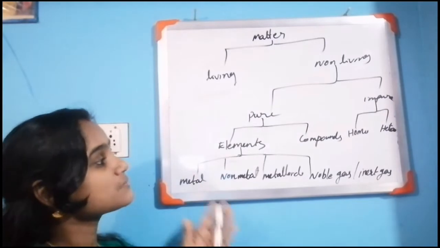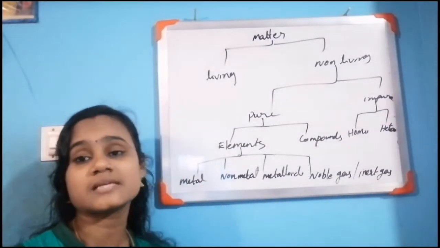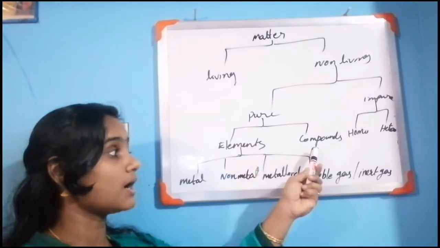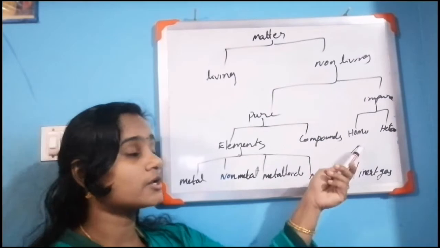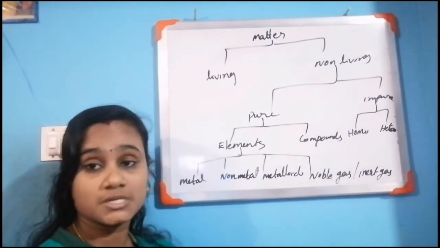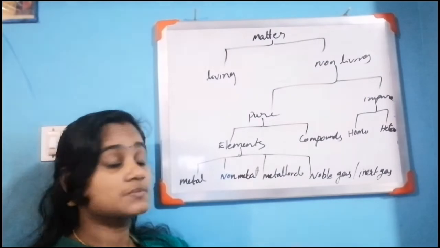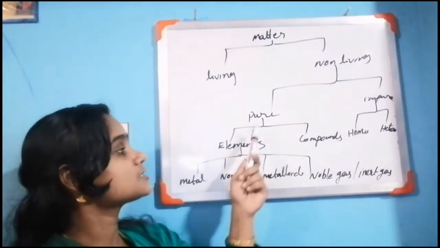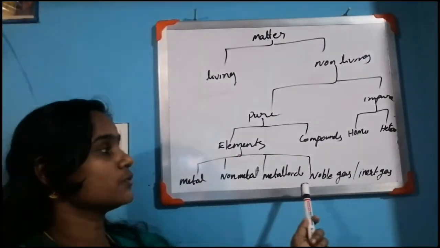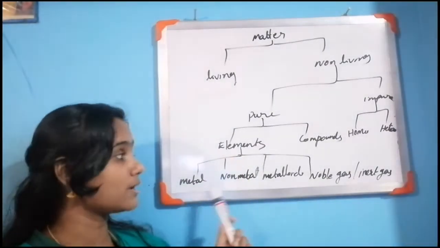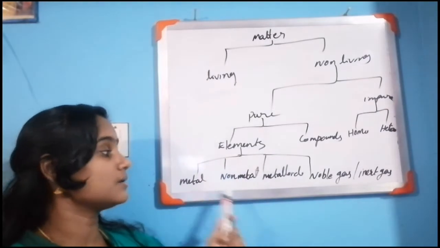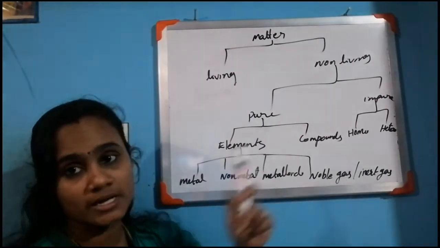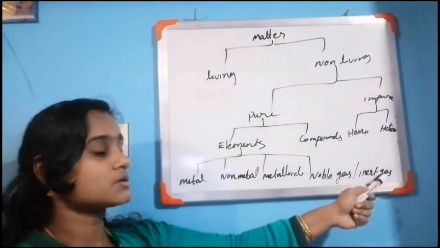Pure substance is again divided into two: elements and compounds. Impure substance is a mixture, and it may be a homogeneous or heterogeneous mixture. Elements are again divided into four, which is a very important categorization: metals, non-metals, metalloids, and noble gases, otherwise known as inert gases.